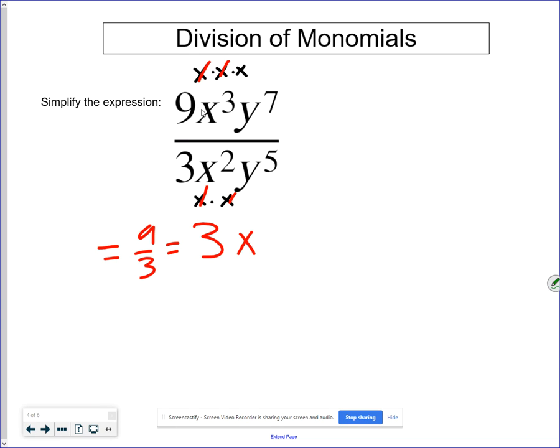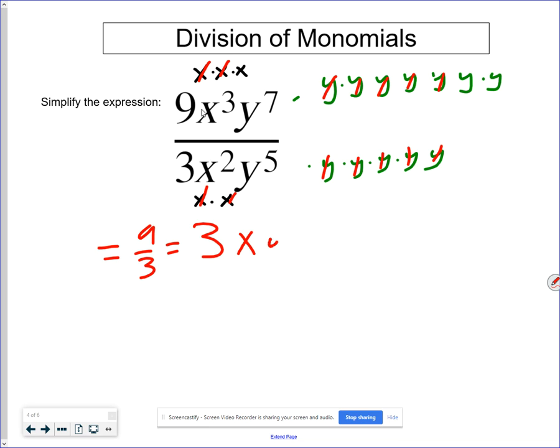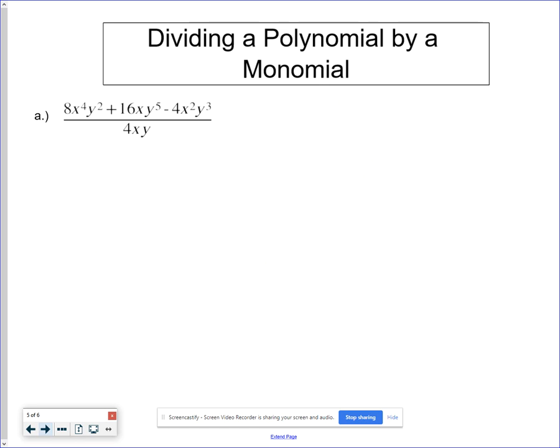And we can do the same for our y's. 2, 3, 4, 5. There. And so 5 of our y's on top will cancel with our y's on bottom. And so we're left with a y squared on top. And so we know how to divide monomials from our exponents days. But now we can also divide a polynomial by a monomial.